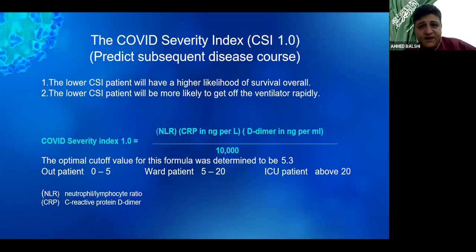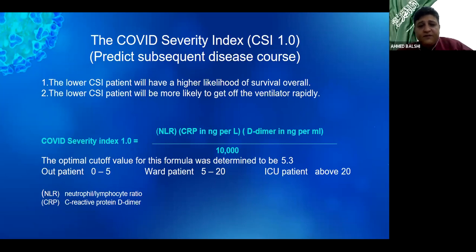There is an index that can show us that the patient has severe COVID-19 disease from the beginning, or will develop severe disease in the course, which is called the COVID severity index one. It depends on the absolute neutrophil to lymphocyte ratio, multiplied by C-reactive protein, multiplied by D-dimer, all over 10,000.